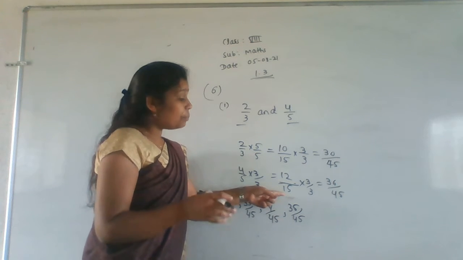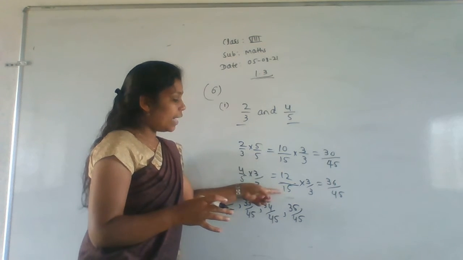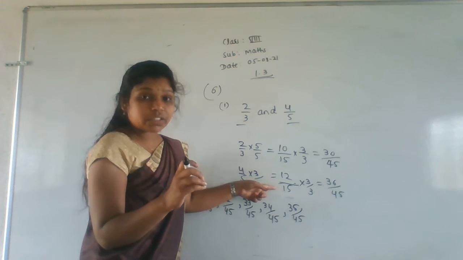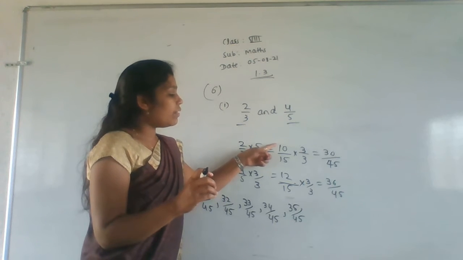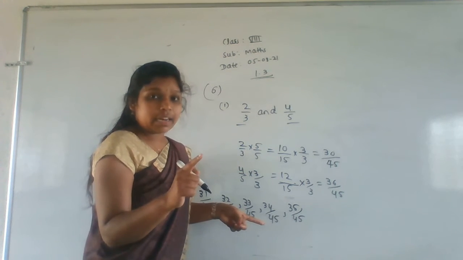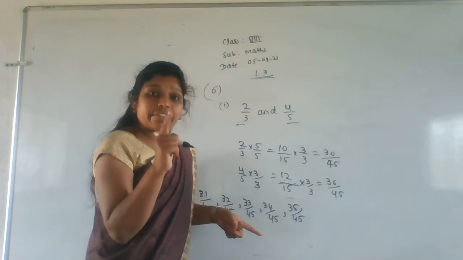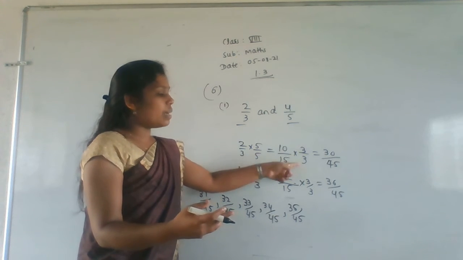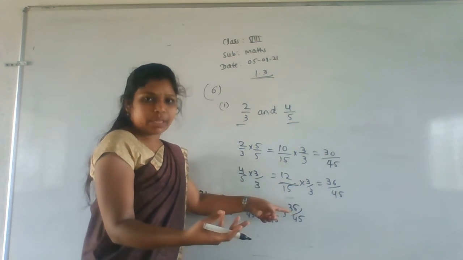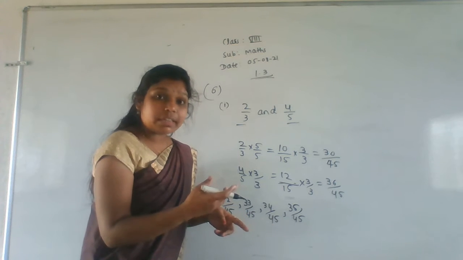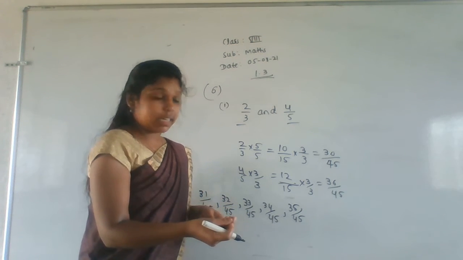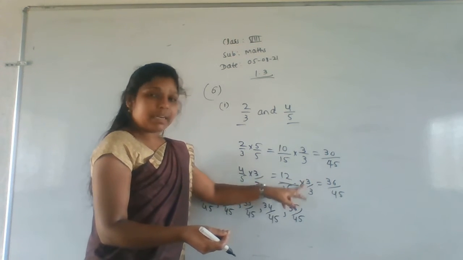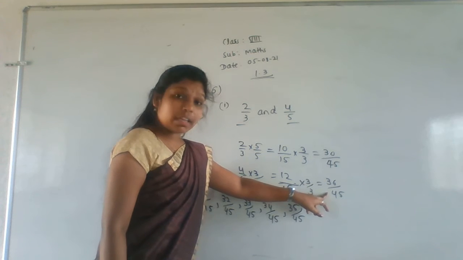Now we have the same denominator term, but we are not getting 5 rational numbers between these two, because between 10 and 12 only 11 is there. We are getting only one rational number, 11 by 15. For that reason, again multiply with some number. If you multiply with a large number, you will get more rational numbers. So multiply with 3 by 3, that will be 30 by 45. Here again multiply with 3 by 3, you will get 36 by 45.